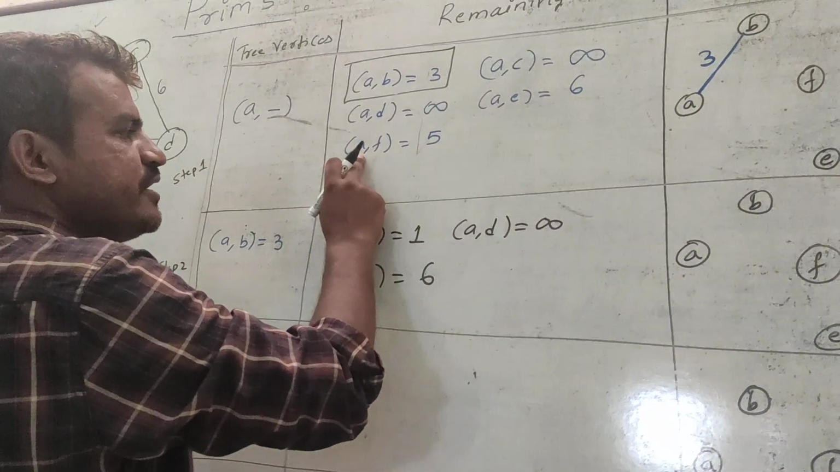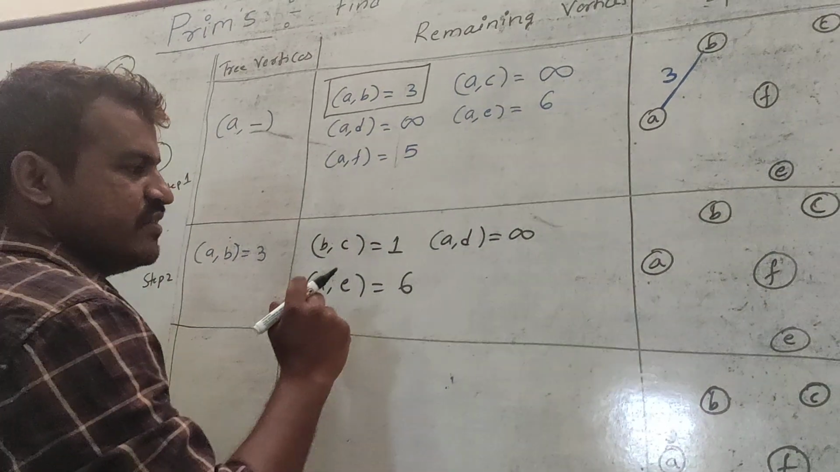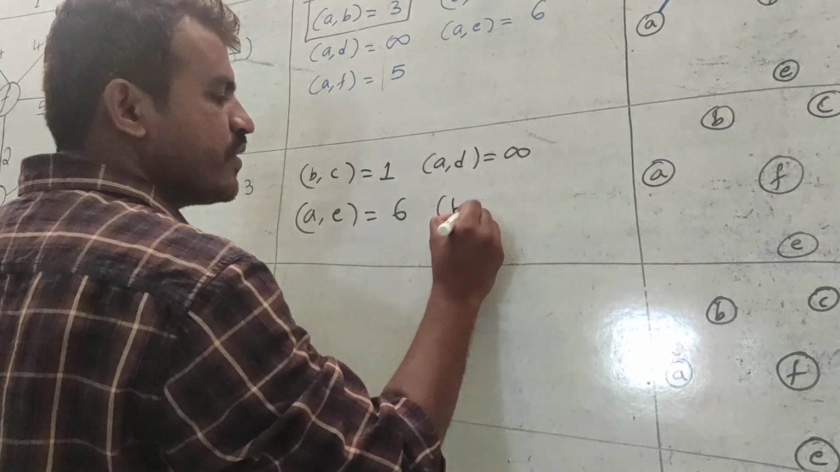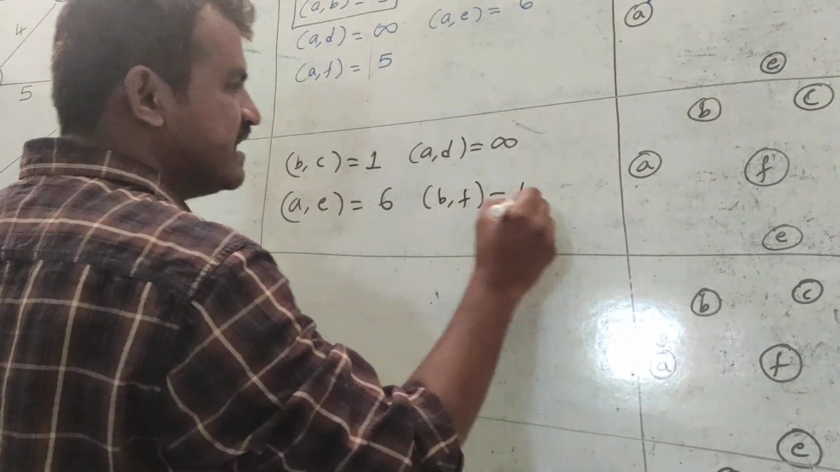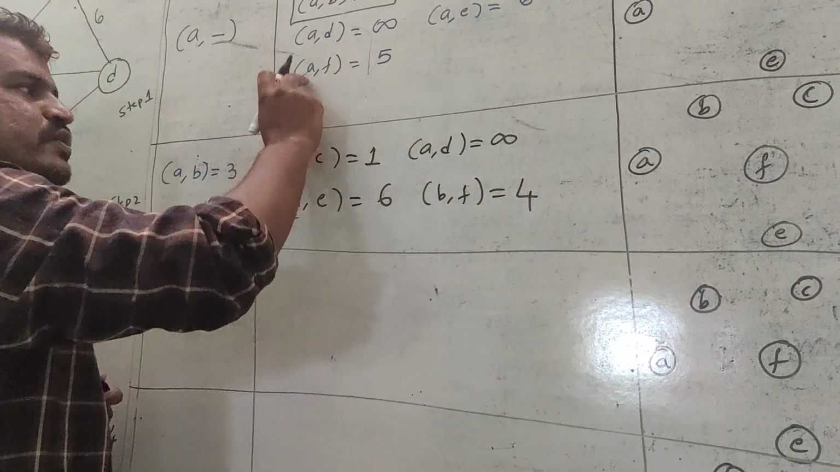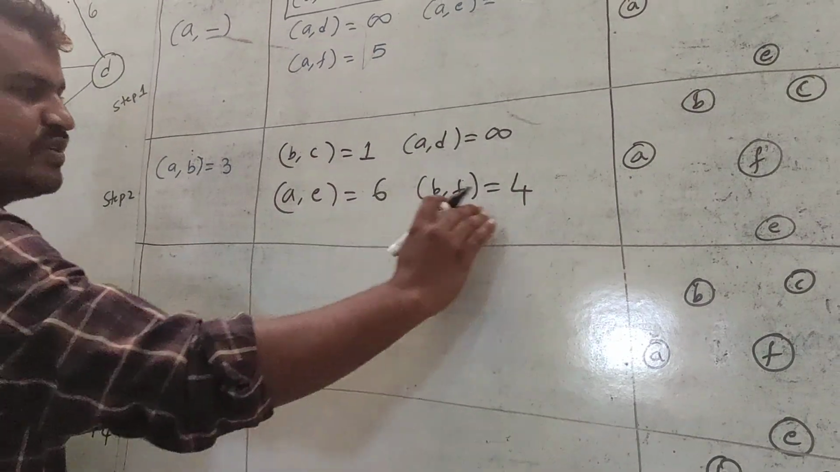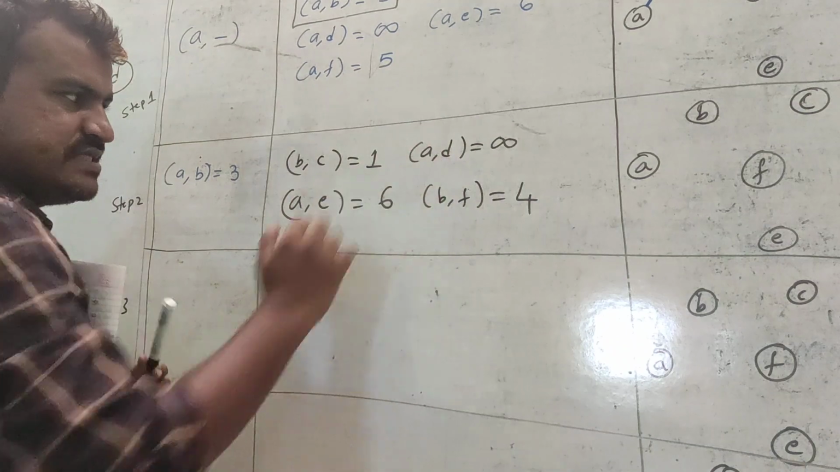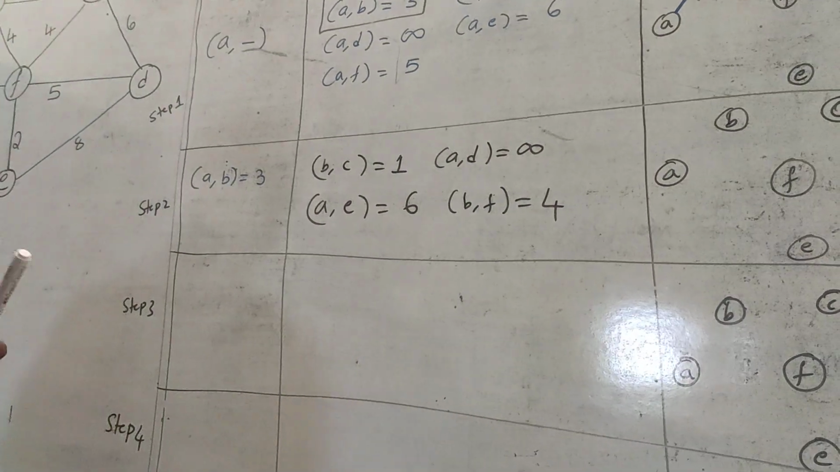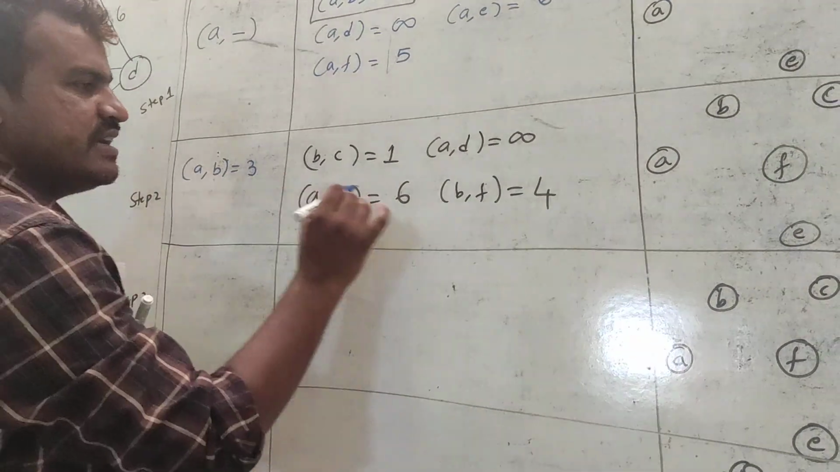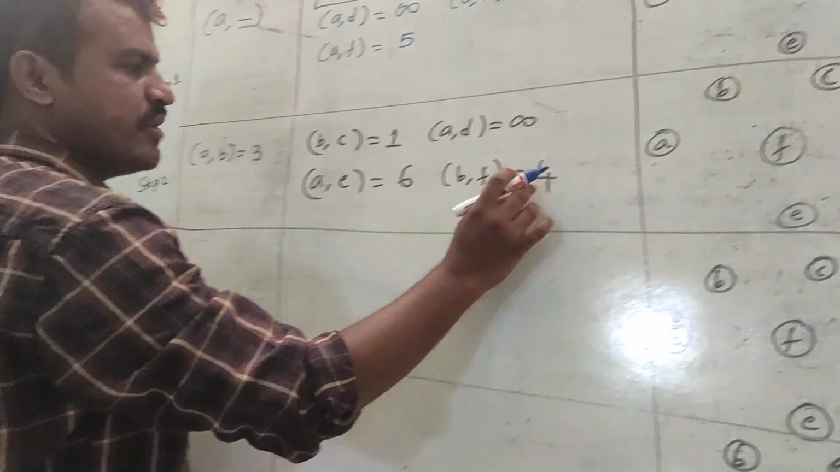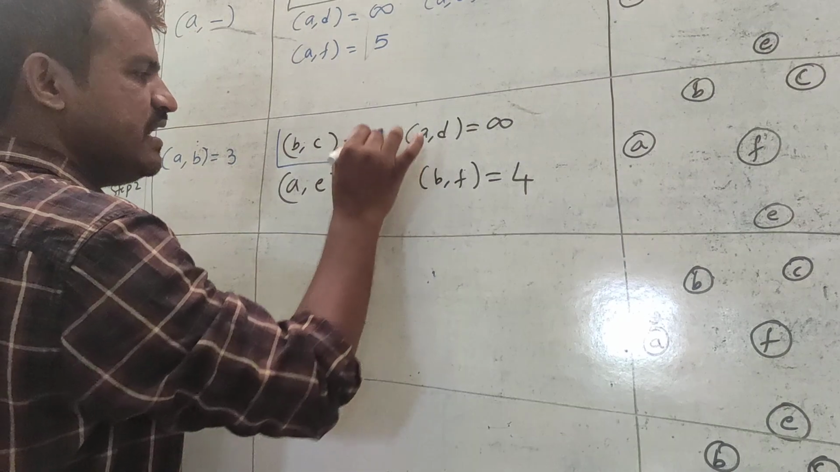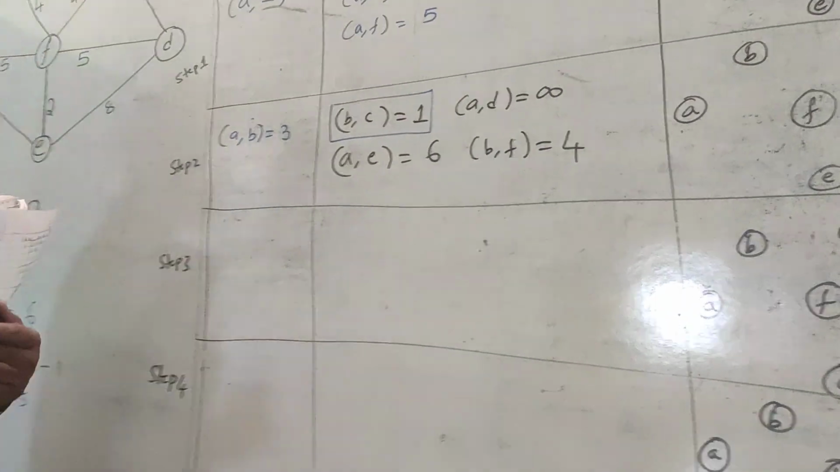4 is less, or A to F is 5 is less. Then you compare that one, the edge B to F, it is 4, which is less than the A to F edge. What are the least one? It is written here. Okay, when we compare these 4 edges, which is the less one? The less one is B to C. When compared to 4, 6, infinity and 1, B to C is the lesser edge.